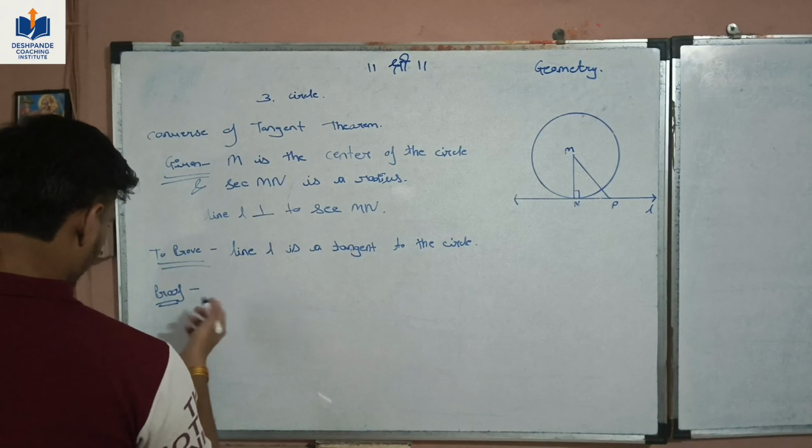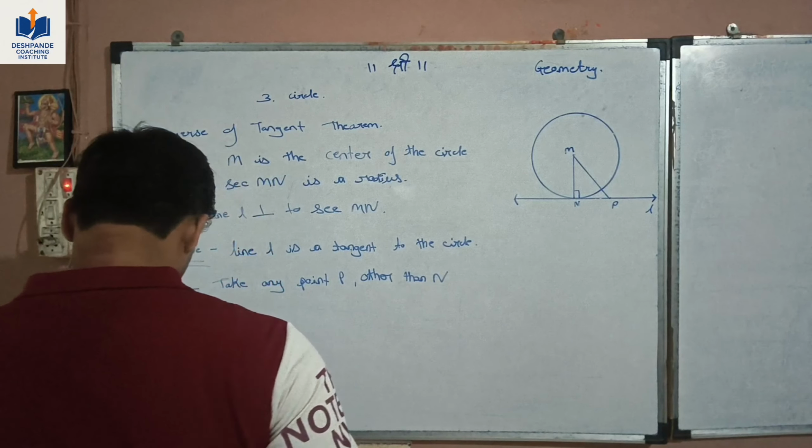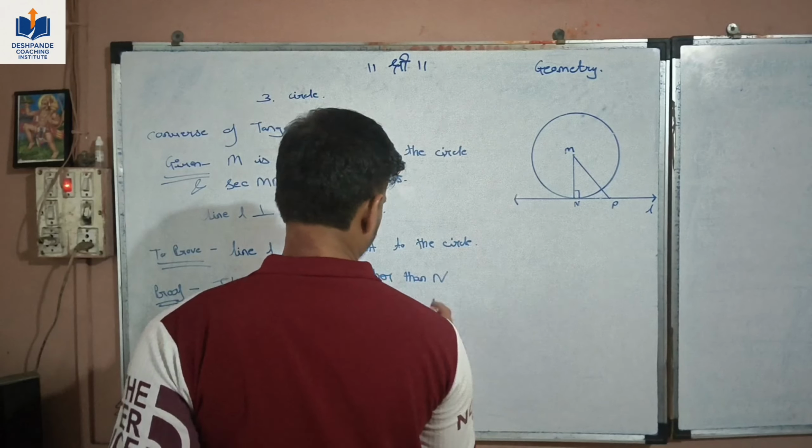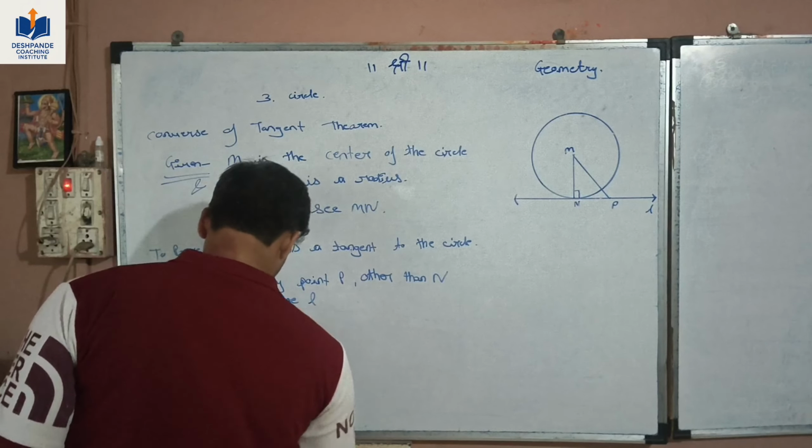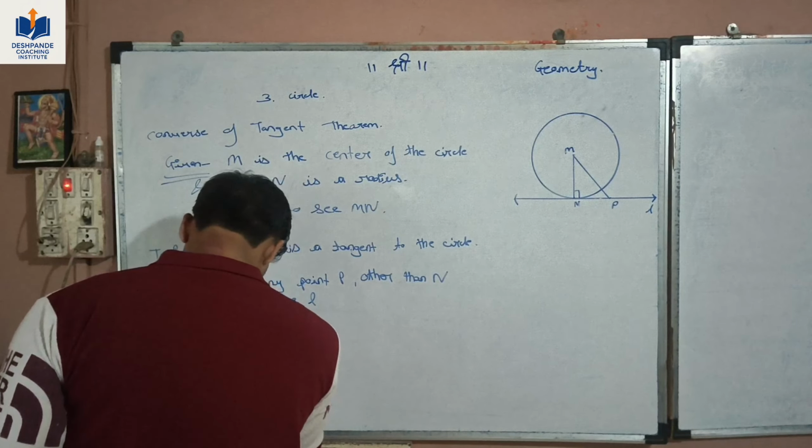So we will write the proof. What is the construction and proof? We don't have to write this separately. Take any point P other than N on line L, draw segment MP.